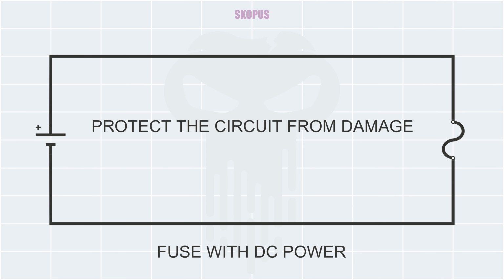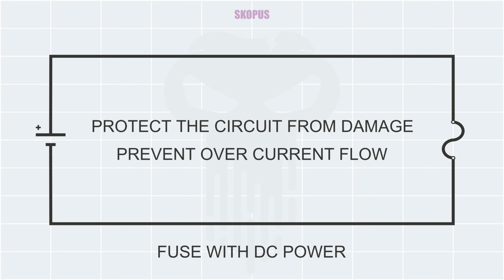Next up is a fuse. When we connect a fuse to our circuit, they are usually there to protect the circuit from getting any damage or excessive amount of current passing through that circuit. Fuses are really useful and we use them in almost everything in our life.